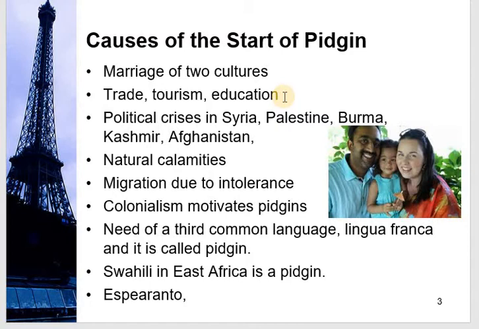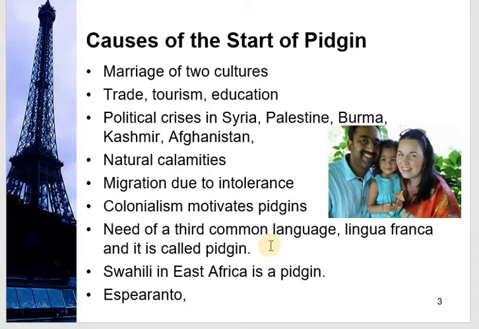Political crises in Syria, Palestine, Burma, Kashmir, and Afghanistan compel people to migrate. When they go to other countries, they start to learn that language. And in this way, pidgin comes into being. There are natural calamities and people have to migrate. There is migration due to intolerance of the society. Colonialism also motivates people to start pidgin.